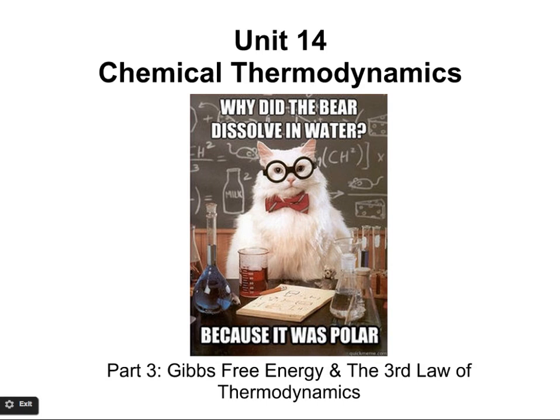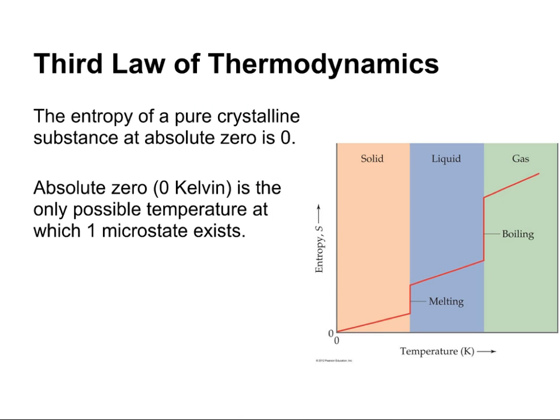Part 3 of Unit 14 is about Gibbs free energy and the third law of thermodynamics. The third law of thermodynamics says that the entropy of a pure crystalline substance at absolute zero is zero. So just a reminder, absolute zero is 0 Kelvin, and that's the only possible temperature at which there is only one single microstate. That's the least possible amount of entropy in the universe. It's the lowest possible energy state at the lowest temperature. That's our reference for determining entropy for other substances at different conditions.